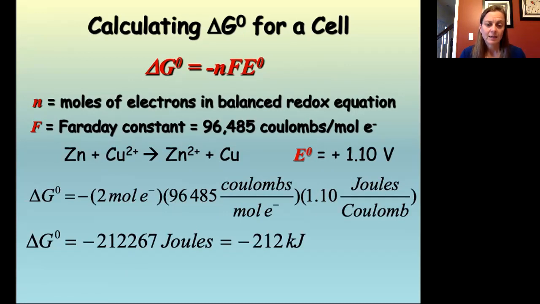So we can see that we have a positive cell potential and a negative delta G. And we would expect those two to go together because those two things have to be true in order to have a spontaneous reaction.